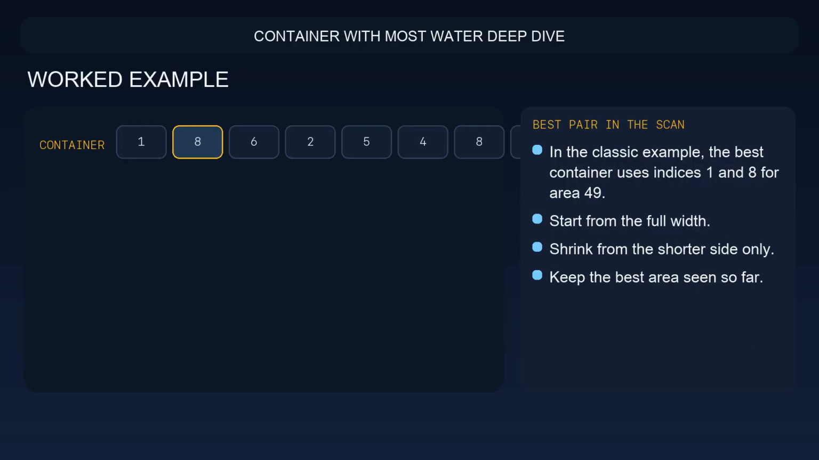The example is all about trusting the invariant that the shorter wall is the only pointer worth moving. In the classic example, the best container uses indices 1 and 8 for area 49. So the walkthrough goes in order. First start from the full width, then shrink from the shorter side only, and finally keep the best area seen so far.